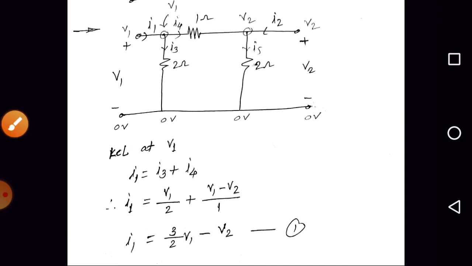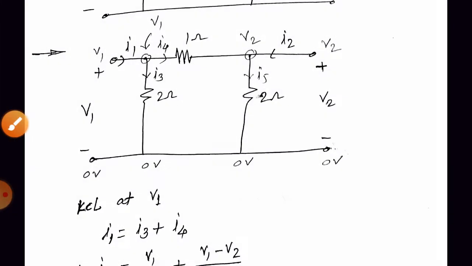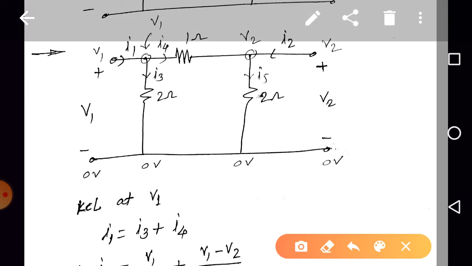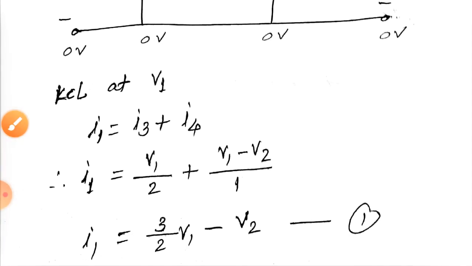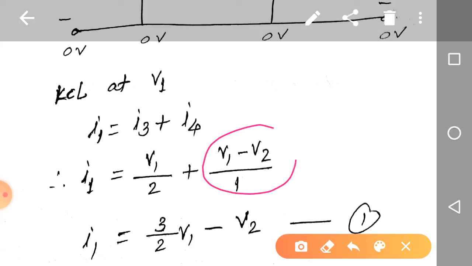Similarly, can we write the expression for I4? I4 is the current flowing through the 1 ohm resistor. Here the potential is V1, here the potential is V2, right? The direction of the current I4 is from left to right, so it should be plus here and minus here. So V1 minus V2 is equal to 1 into I4. So I4 is equal to (V1 minus V2) by 1.